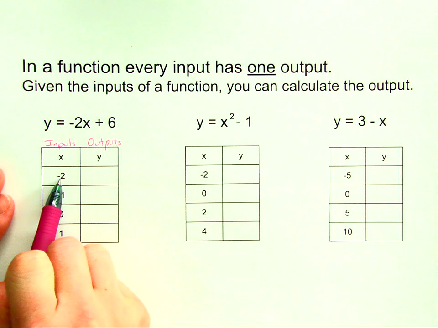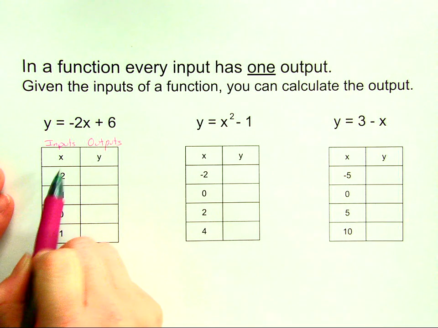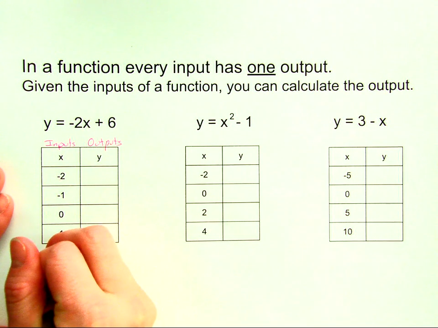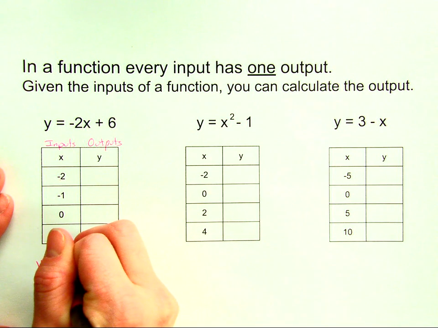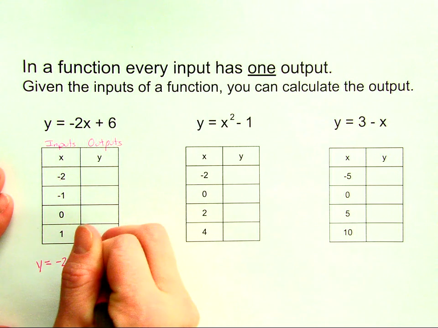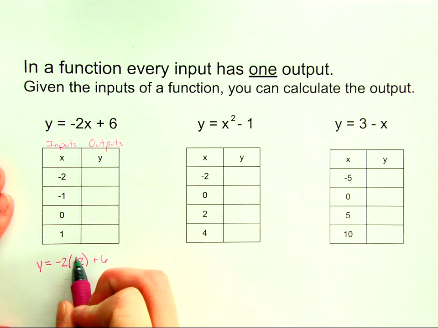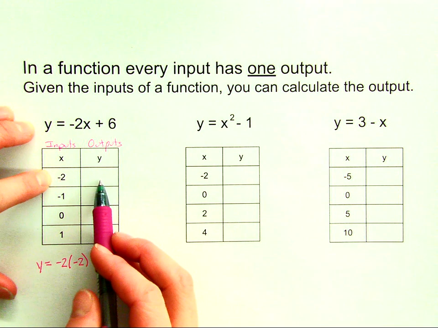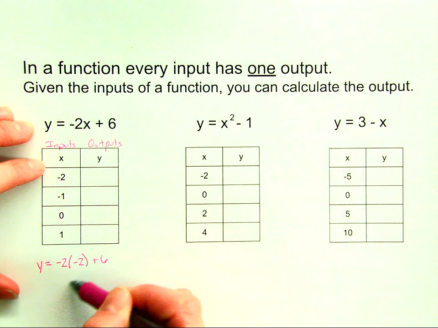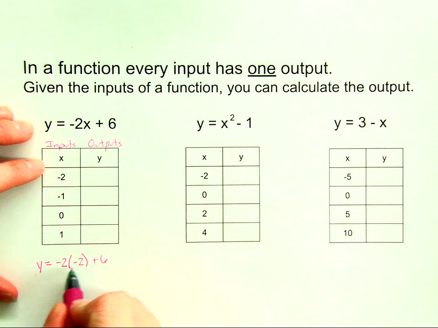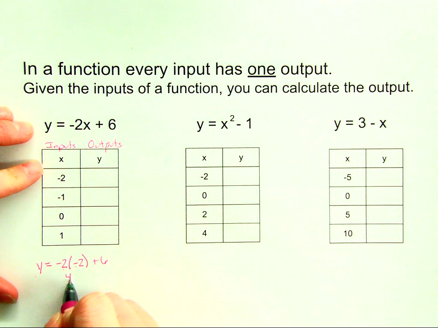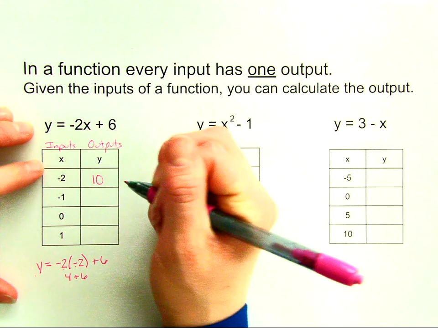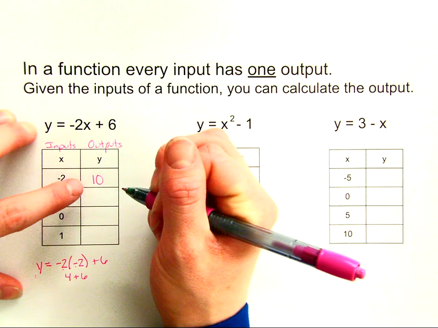So if I give you x is equal to -2 in this equation, then we're going to put -2 where x is. So y is going to be equal to -2 times -2 plus 6. Right? I replaced x with the value that I'm trying to find the output for. So if I input -2, what is going to be my output? Well, negative times negative gives me +4 plus 6. Means that my output for my input of -2, the output is 10.